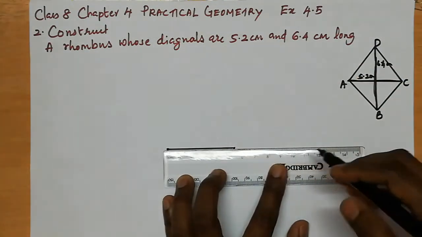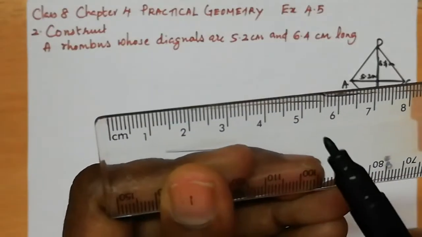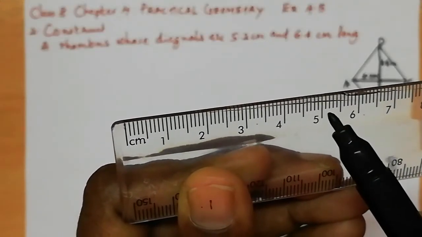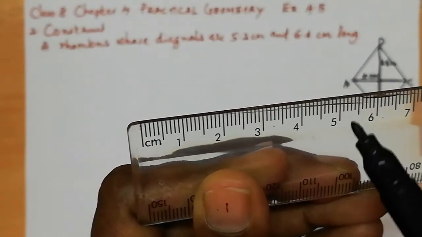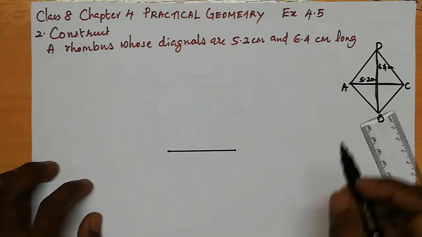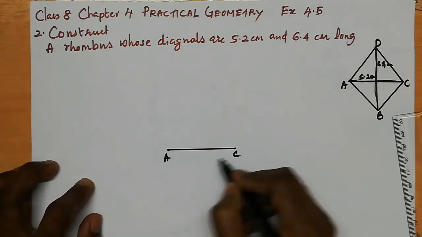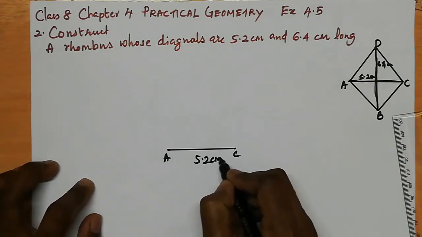5.2 is after the 5. Take 2 after the 5. There is the first small line, then choose the second small line. That is 5.2. Okay, clear? Now we can name it. What is 5.2? AC. We will take AC as 5.2 centimeter.